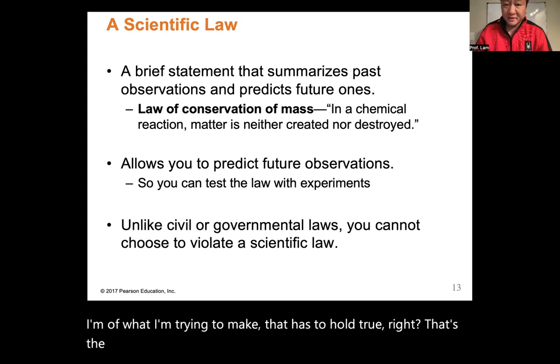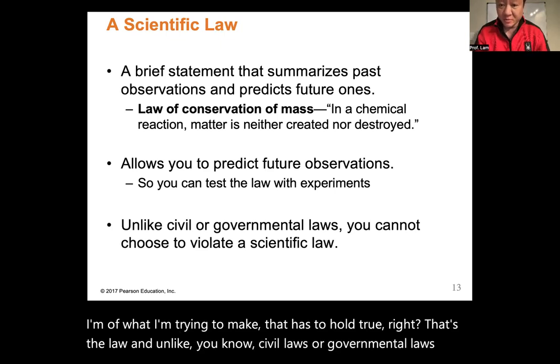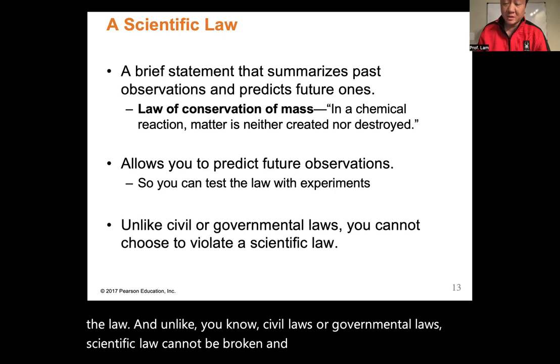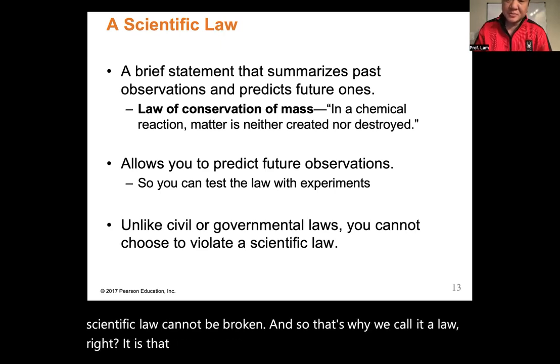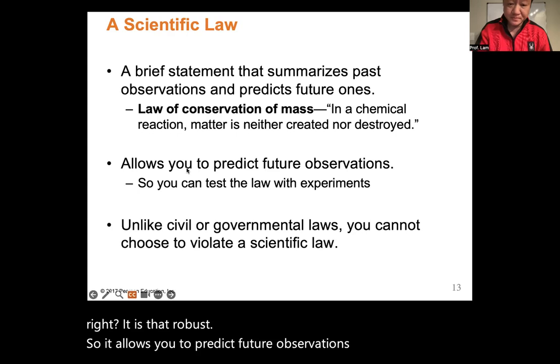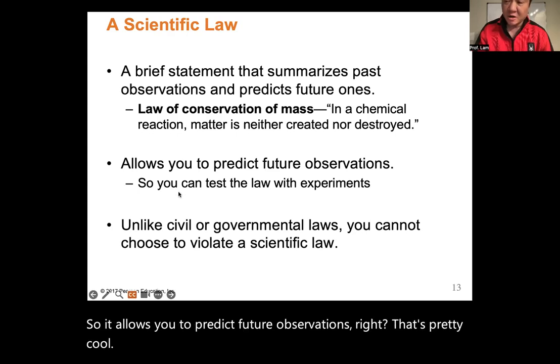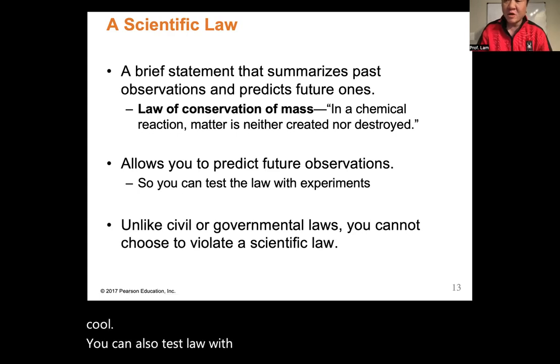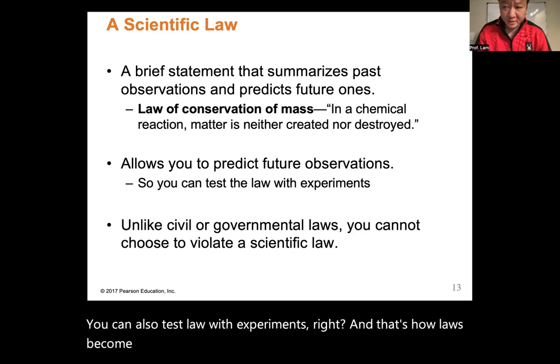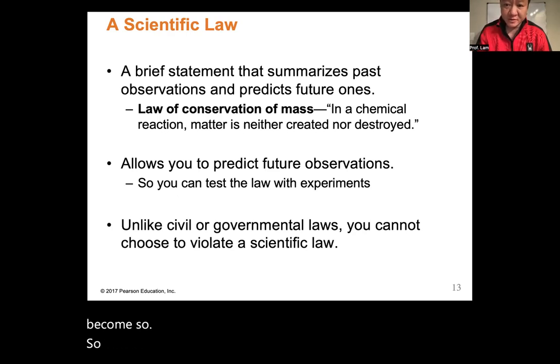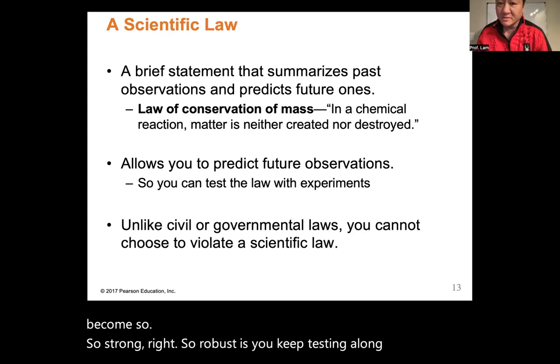And unlike civil laws or governmental laws, a scientific law cannot be broken, right? And so that's why we call it a law, right? It is that robust. So it allows you to predict future observations, right? That's pretty cool. You can also test a law with experiments, right? And that's how laws become so strong, so robust, is you keep testing a law with further experiments, right?